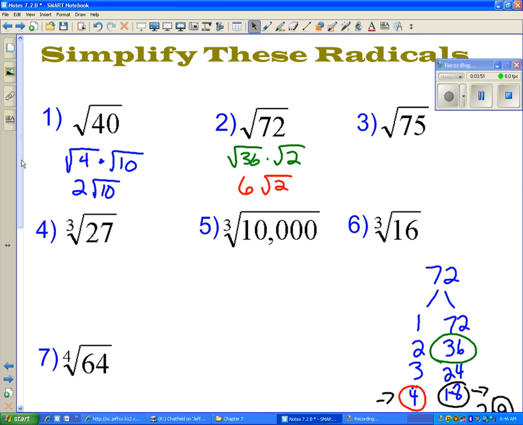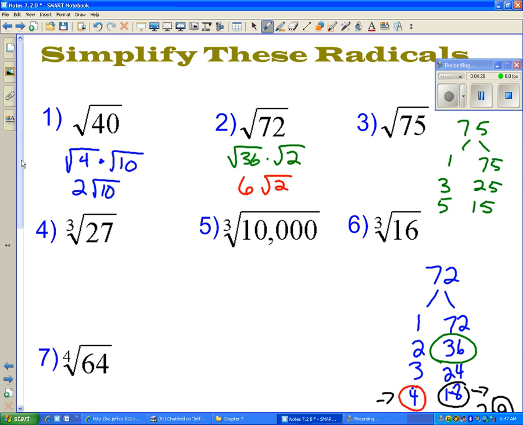Let's look at the square root of 75. Again, what are my factors of 75? Well, it's 1 and 75. 2 doesn't work. 3 times 25. 4 doesn't work. 5 times 15. Correct? Yep. 5 times 15. 6 doesn't work. 7 doesn't work. 8 doesn't work. 9 doesn't work. 10 doesn't work. 11. Oh, well, that gets me back up to 15 and 5. That's my repeat. So I'm good.